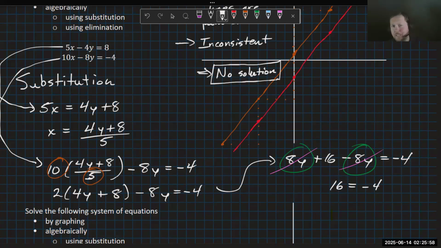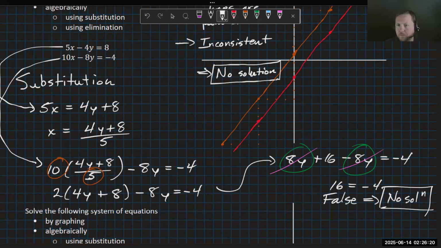And I'm going to just let that sink in a little bit. Is that bothering you at all? Well, it should, right? Because this is false. And if that's false, that means no solution.